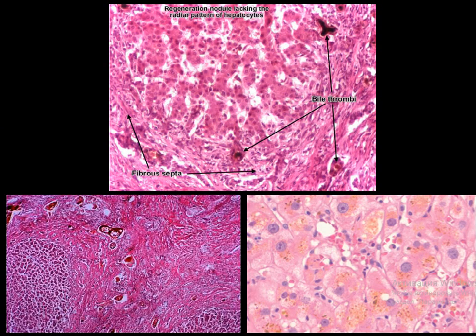So here you can see morphological features. So, a false lobule, lacking the radial pattern of hepatocytes, absence of a central vein. This false lobule is surrounded by fibrotic or fibrous septa, and the bile ducts are filled with bile, and we name this phenomenon bile thrombi.